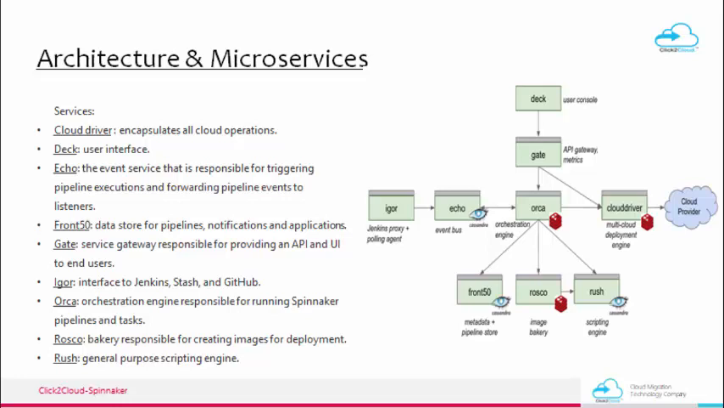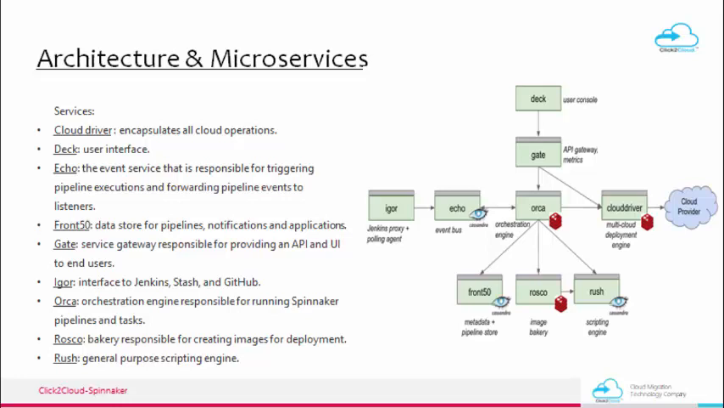Gate. Gate is an API gateway. The Spinnaker UI and the REST API callers communicate with Spinnaker via the Gate microservice. Orca is an orchestration engine. It handles all ad hoc operations and pipelines. In simple terms, it is an engine responsible for running Spinnaker pipelines and tasks.